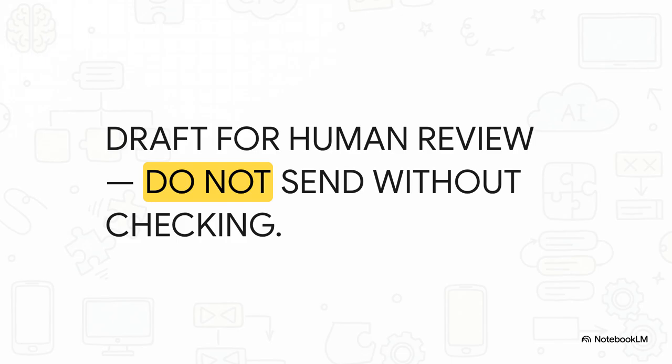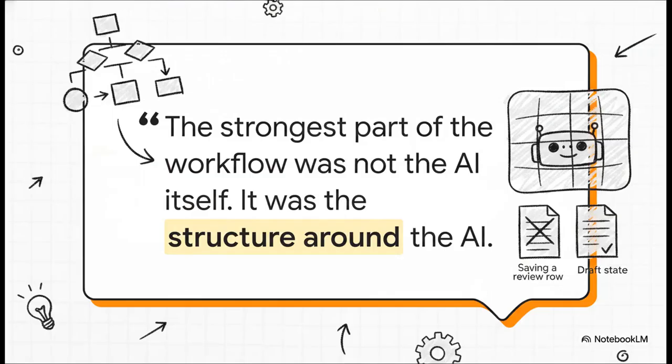Now, right at the top of that Gmail draft, we inject a crucial, literally capitalized safety measure: "Draft for human review, do not send without checking." This is absolutely not just cosmetic. It is a vital safety net. It heavily reinforces the concept of human-in-the-loop oversight. Sure, the AI generated the draft, but a human has to review the summary, check the tone, and physically decide to hit send. And honestly, that leads us directly to this really empowering realization from our source material.